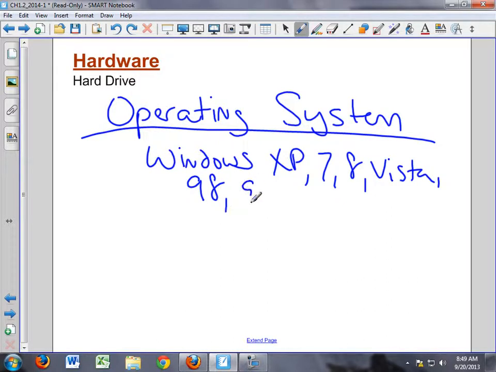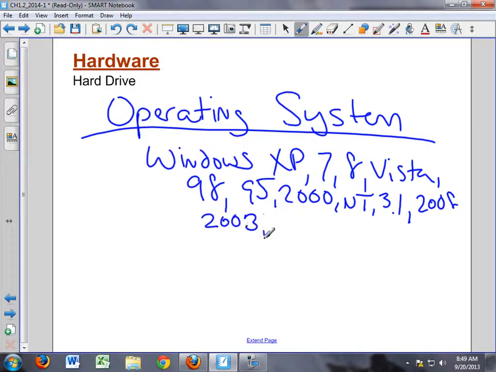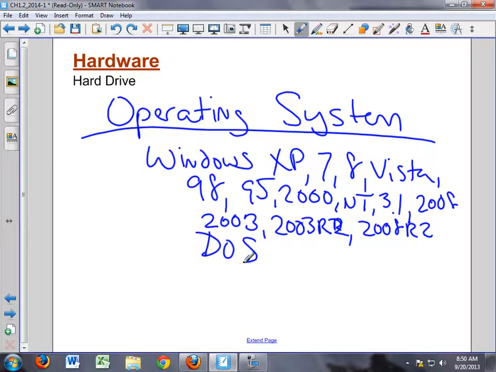There was 95. There was 2000. There was NT. There was 3.1. There's 2008. There was 2003. There's 2003 R2. 2008 R2. Any other ones? Did I miss any from Windows? Not sure. There was DOS. That stands for Disk Operating System. You weren't alive when DOS was around. Okay, that's just from Windows.